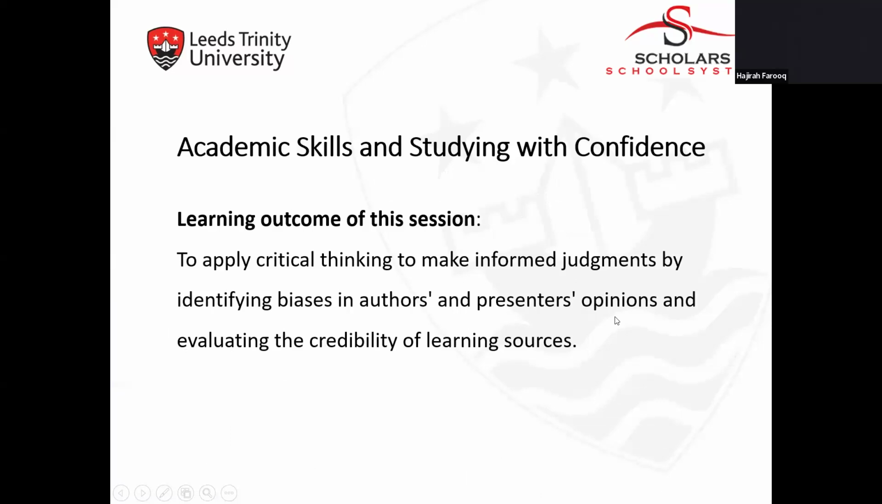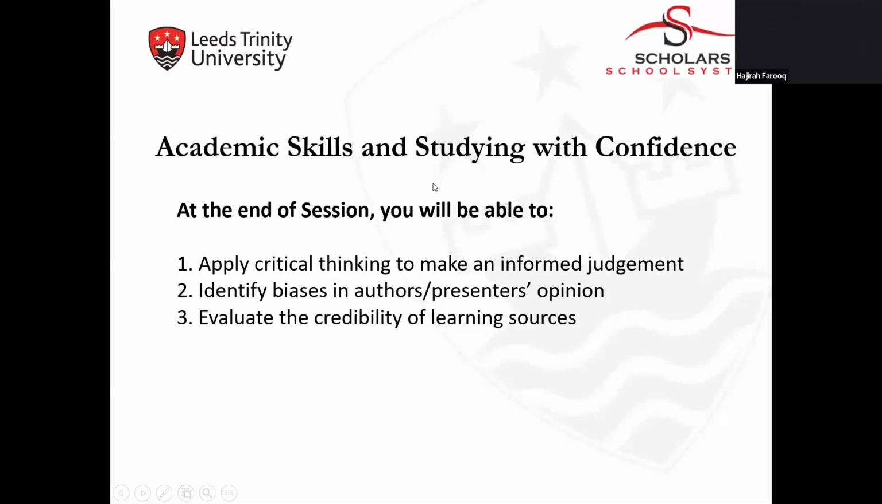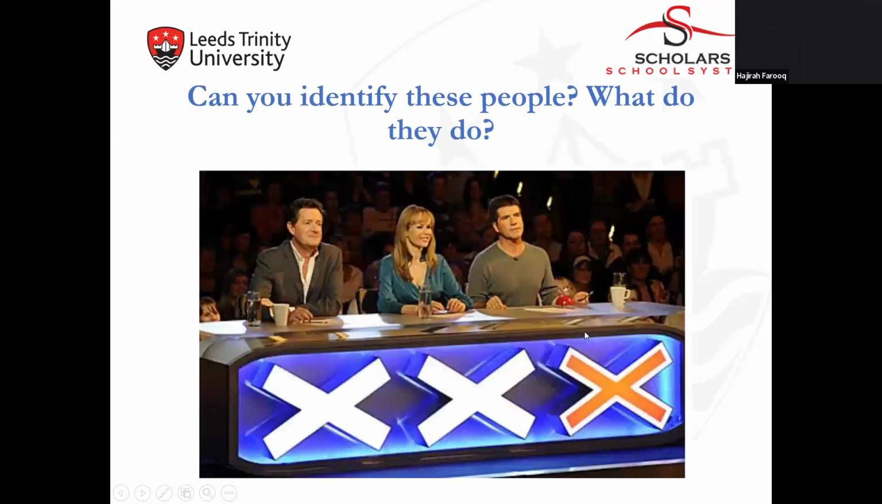So in week 6, we had to apply critical thinking to make informed judgments by identifying biases in authors' and presenters' opinions and evaluating the credibility of learning sources. Academic skills, we will be able to, by the end of this session, apply critical thinking to make an informed judgment, identify biases in authors' and presenters' opinions, and evaluate the credibility of learning sources.